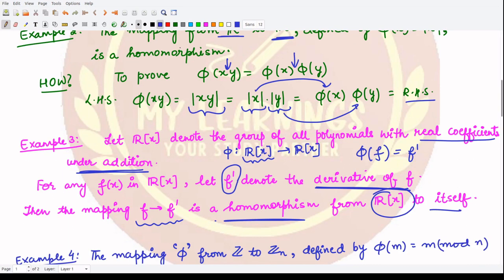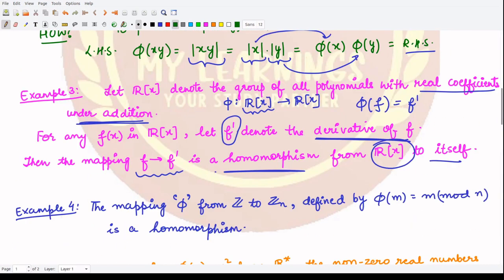Okay, moving further on to our next example, we have the mapping phi from the group of integers to the group of integers modulo n. Here the operation is usual addition, and here the operation is addition modulo n. So this is also a homomorphism when we define it so that you take the number m and take its mod n. This kind of homomorphism we have proved in our previous video.